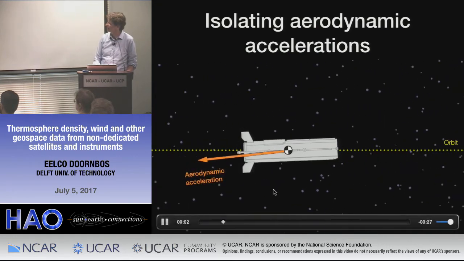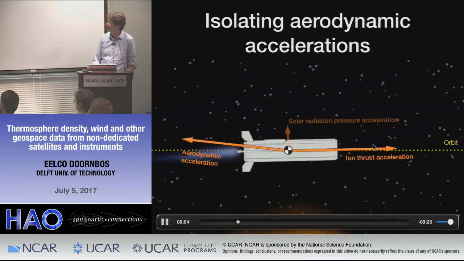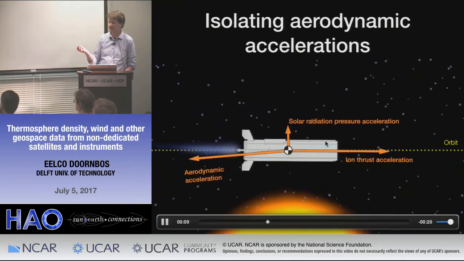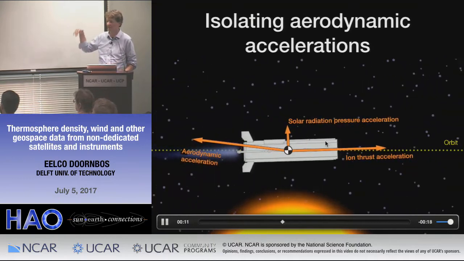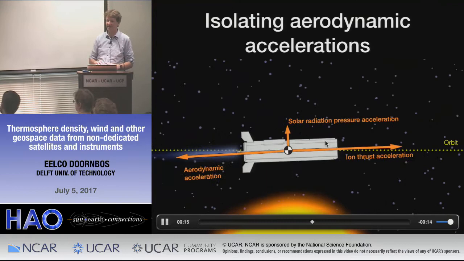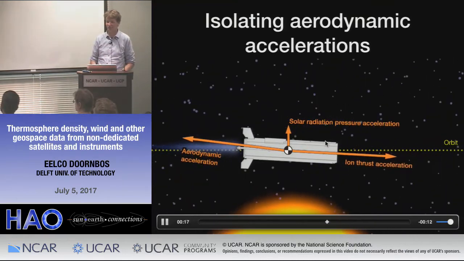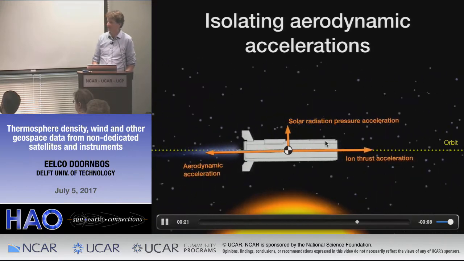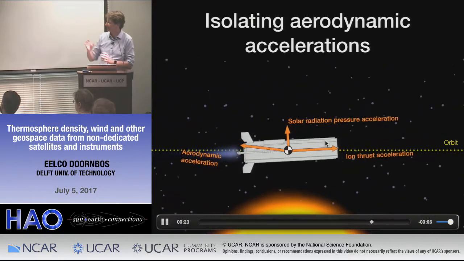So we're measuring basically the sum of all three. Then this means we need to model the other two that are shown in this picture. There are even more. There's also reflected radiation of the Earth. There might be micrometeoroid impacts. So some of them we cannot really model. They might show up as outliers in our data. But for most, we have some sort of model.